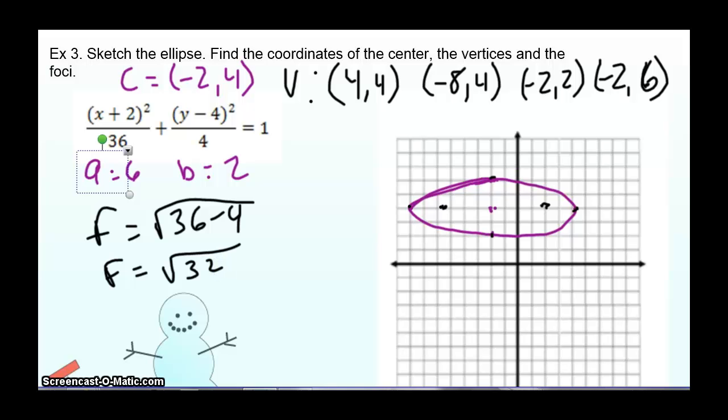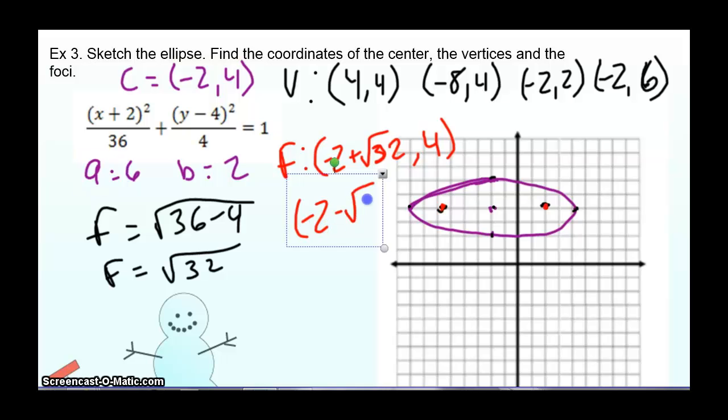Okay. Well, since it's here and here, I'm going from the center. So the center is at negative 2, 4, and I'm moving to the right and to the left. So for my focus, it's going to be exactly where my center is, which is at negative 2, and then I'm going to go to the right radical 32. So I'm going to add radical 32. My y number is still 4. So that's this coordinate here. My other focus coordinate is to the left. So I'm starting at negative 2, but I'm subtracting radical 32. And then my y coordinate is 4. So those are my focus coordinates.